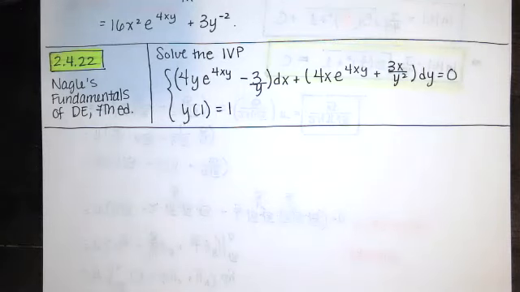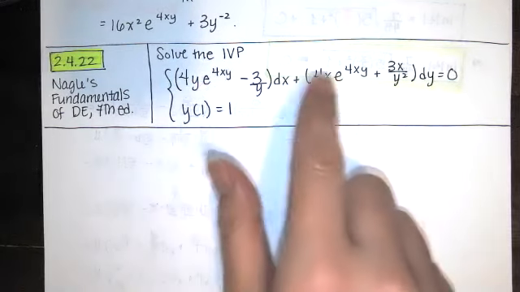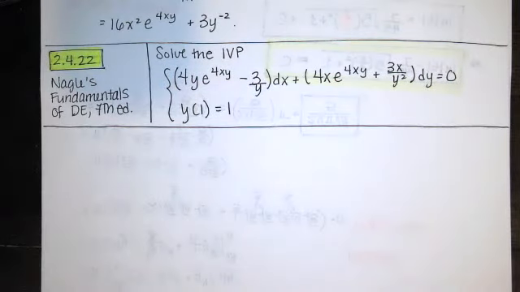In this video, we solve problem 2.4.22 from Nagle's Fundamentals of Differential Equations, 7th edition. We're asked to solve the initial value problem, and we have a differential equation and an initial condition. Now, when I look at this function and this function, they look very similar. They look like they might be partial derivatives of the same function.